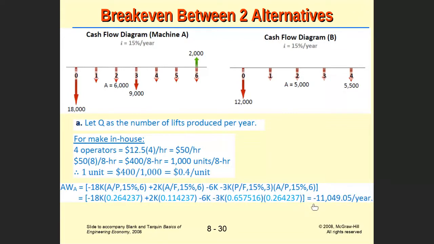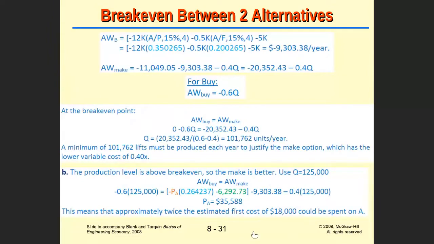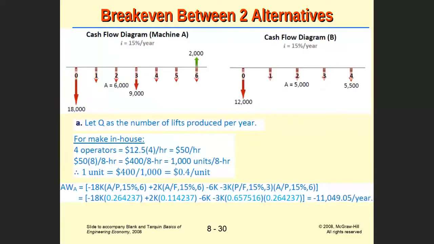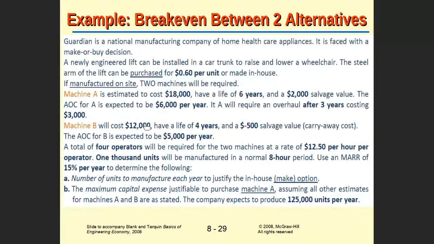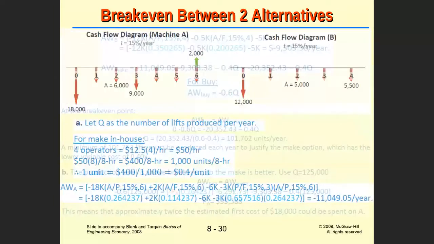which is the $11,000 per year. For machine B, we have to go back and review machine B cost. We have initial cost need to be converted into an annual using A given P for 4 years minus 500. This is the first time we use the salvage with a minus sign, which is the 500 A given F for 4 years, and the annual operating cost does not need to be changed.